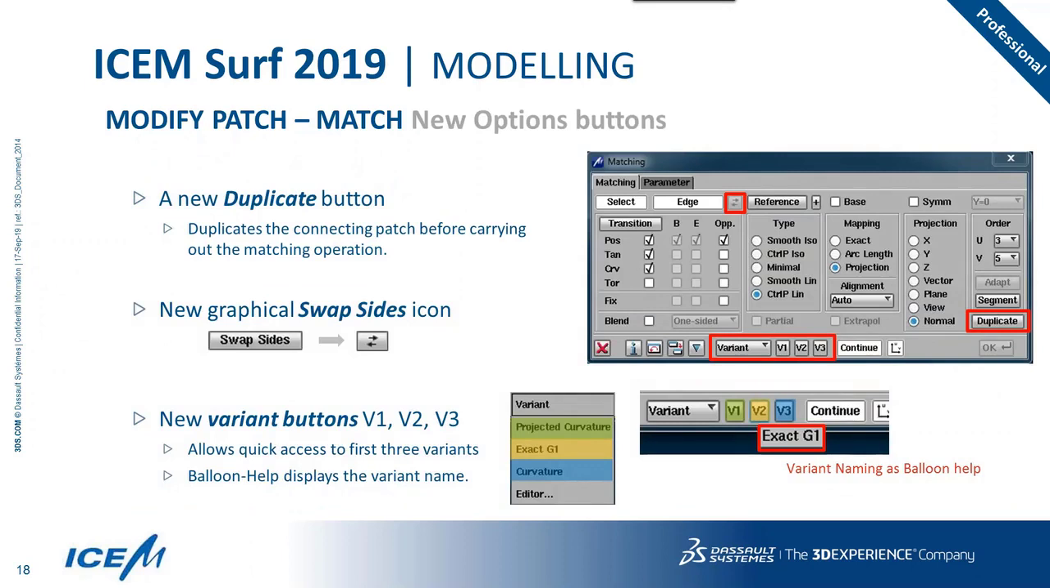Other enhancements that we've added, I'm very pleased to see some of these. Now we've got here where my mouse is, this is the swap sides. We finally made it a graphical symbol like in other parts of the software.